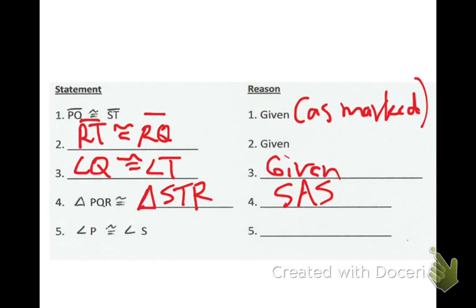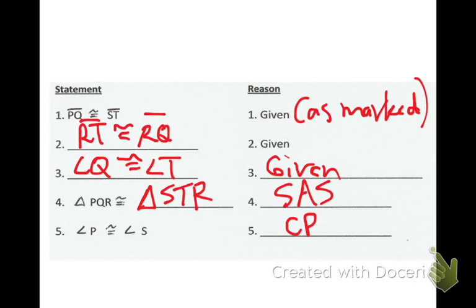Our second goal is, how can we show that angle P is congruent to angle S? That's where we use CP, corresponding parts. They correspond in those triangles, and the triangles are congruent, so the parts are congruent. Angle P is congruent to angle S.